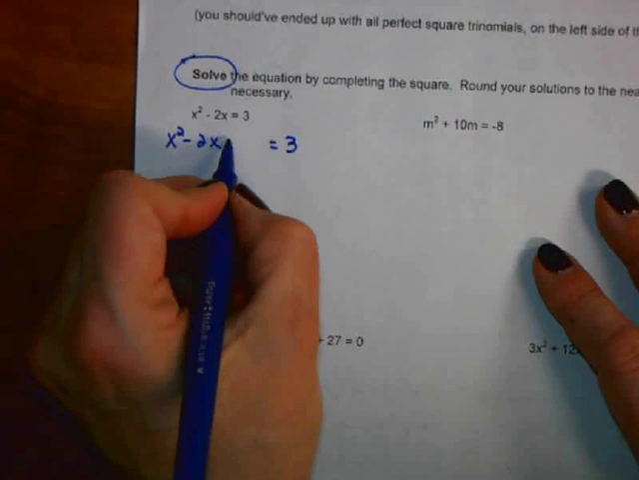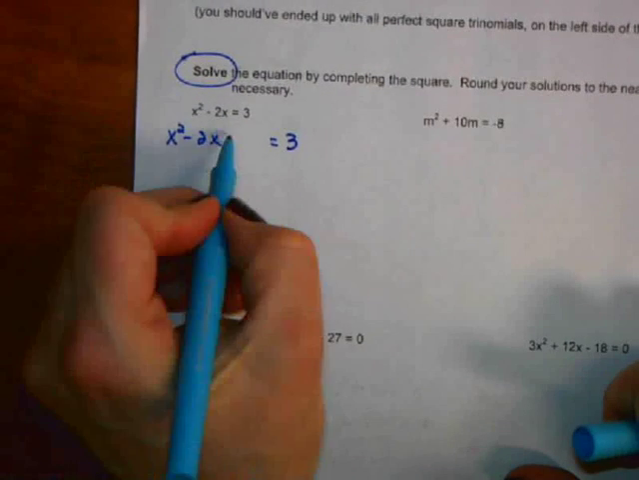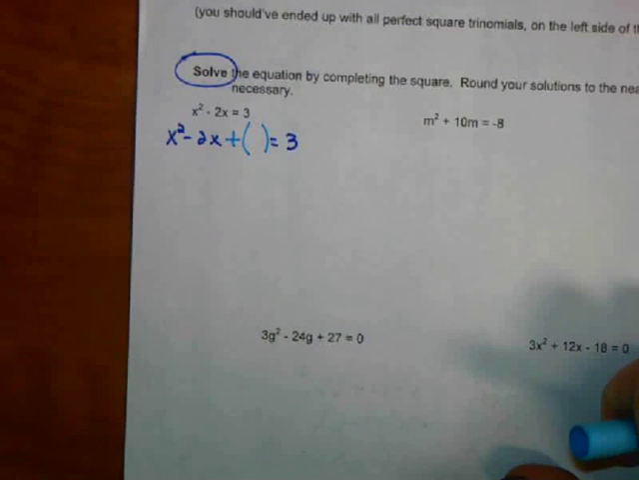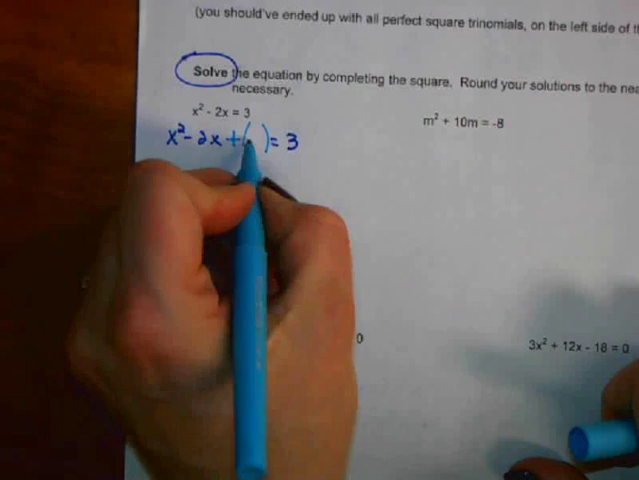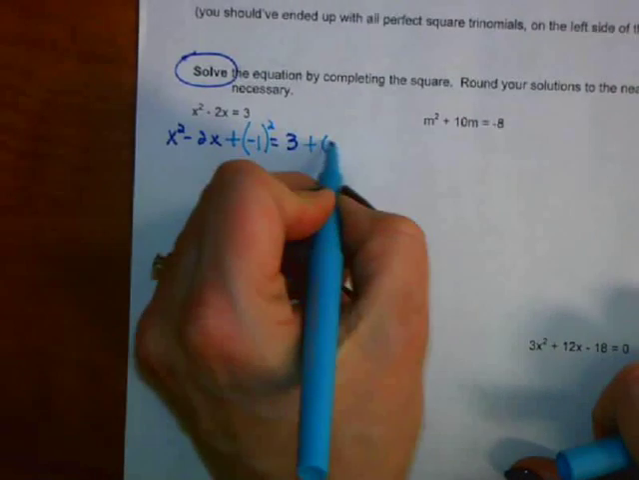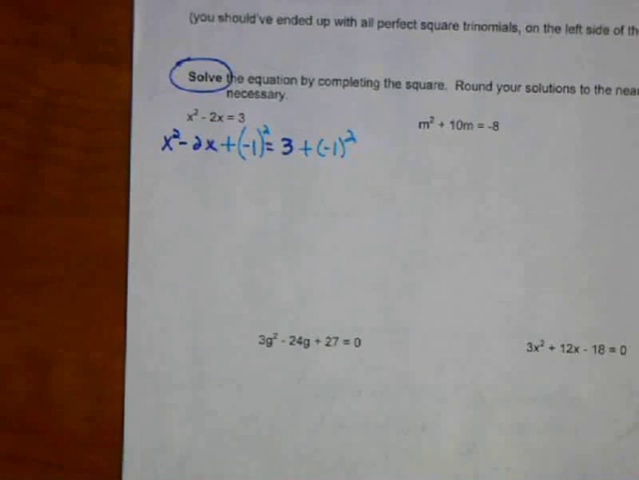So I'm adding in half of negative 2, which is what? What's negative half of negative 2? So negative 1 squared I'm adding in. Plus negative 1 squared. Both sides.